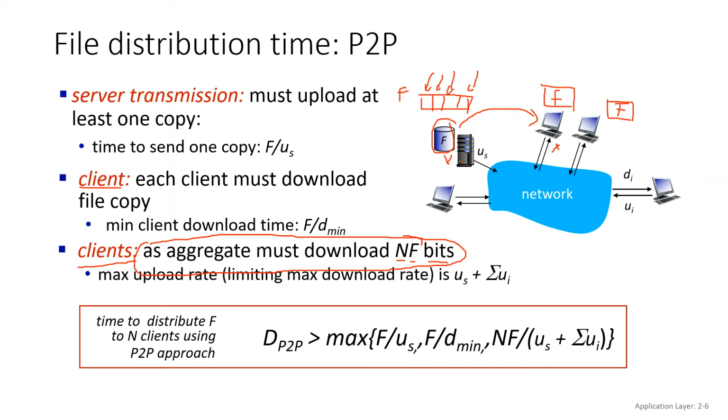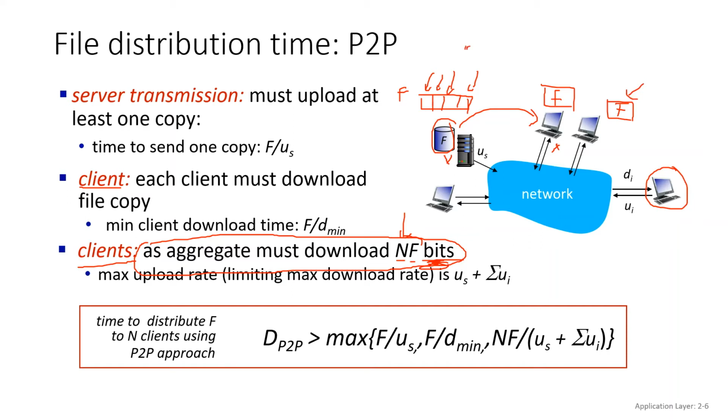Like you see, this server has the file, fine by everyone else. But this computer also has the file. Let's assume that this one wants the file. So n, which is the number of users in the network, as aggregate must download n file bits. So we need to get all the bits from the users to get the particular file.